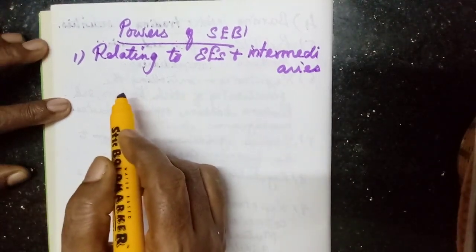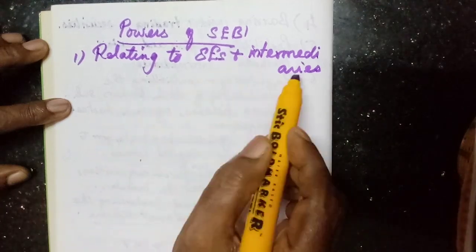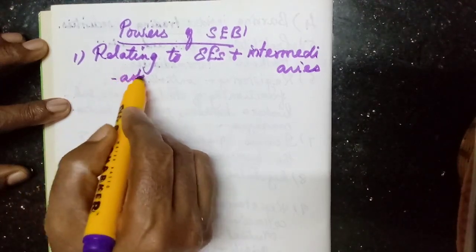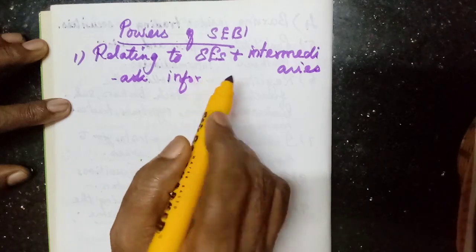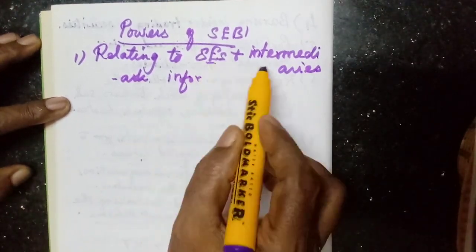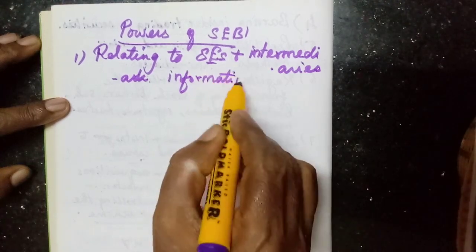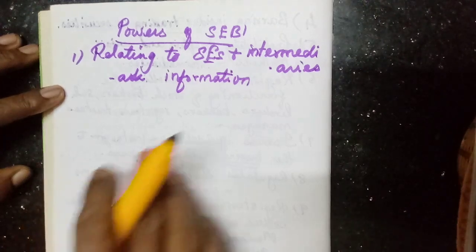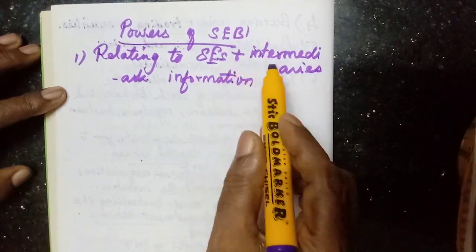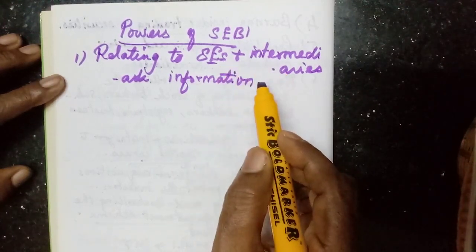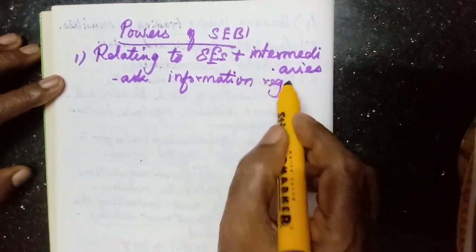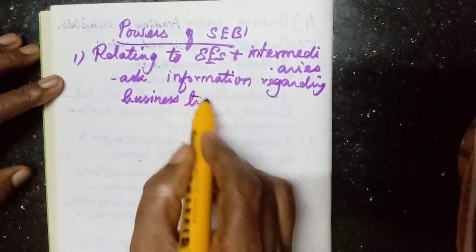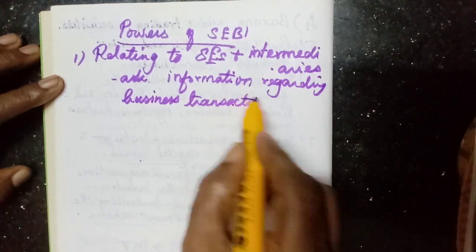What power does it have? All these people, those who are dealing with the securities, it has the powers towards them. And it can ask information from the stock exchanges and these intermediaries. It can ask information or details, or do an inquiry, that is called asking information, regarding any business transactions, what they do. Any business transactions, not any private ones, okay, any business transactions.